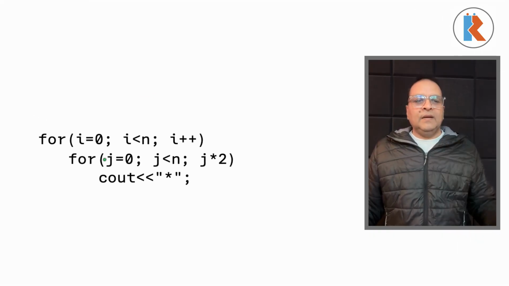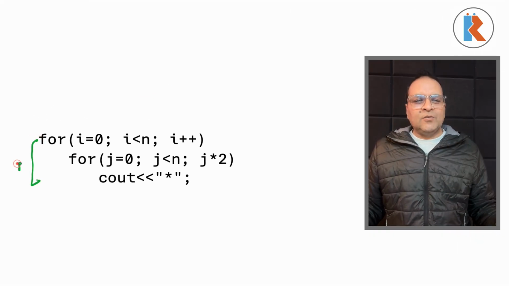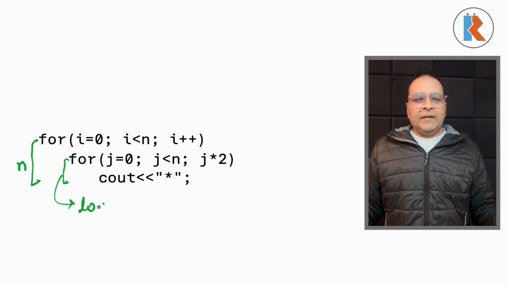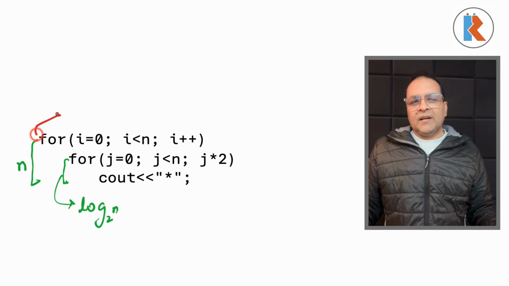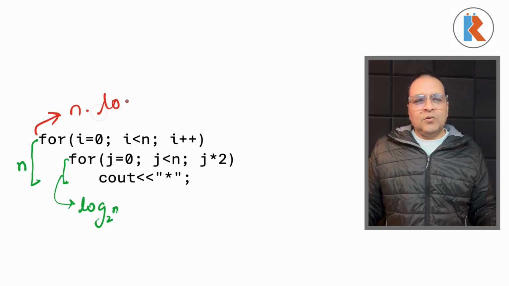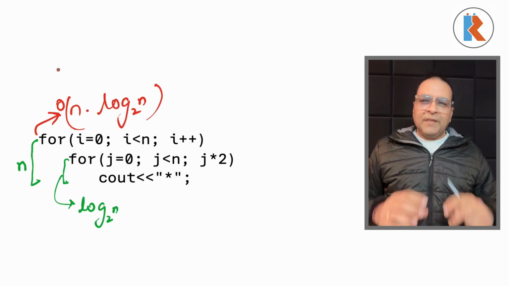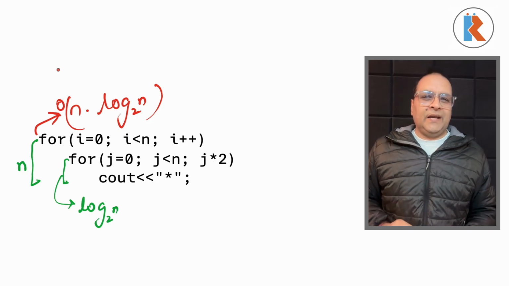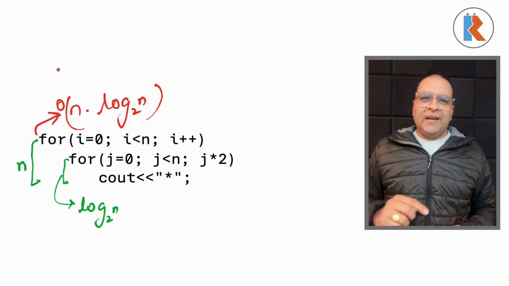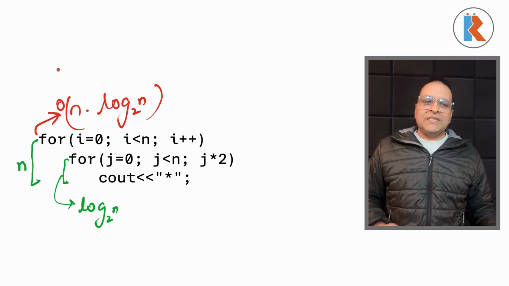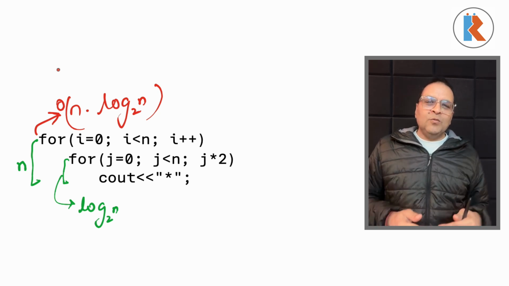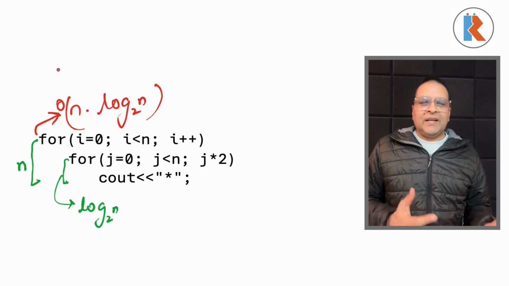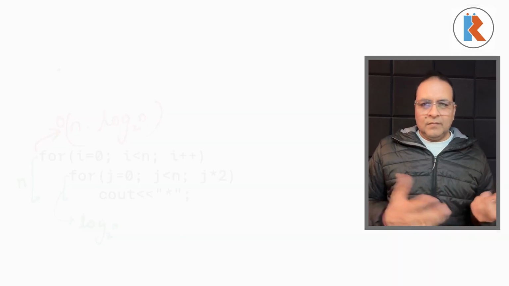Consider another case. In this case, the outer loop is getting executed n times. And we know that the inner loop is getting executed log n times to the base 2. Therefore, we can conclude that the total time complexity of this entire piece of code is n into log n to the base 2. If the outer loop is getting executed log n times and the inner loop is getting executed n times, then also the time complexity will be n log n. If the outer loop is getting executed n times and the inner loop is getting executed n square times, then the time complexity will be n into n square, and so on.